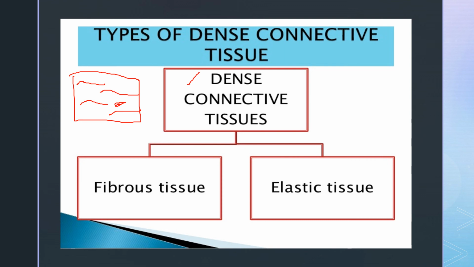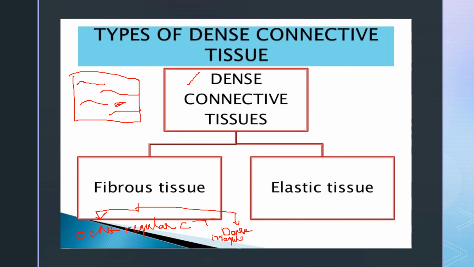Fibrous tissue is made up of collagen fibers, and this is again classified into two types. They are dense regular connective tissue and dense irregular connective tissue. In the dense irregular type, the fibers are irregularly arranged. This is the classification of the two types of dense connective tissue.